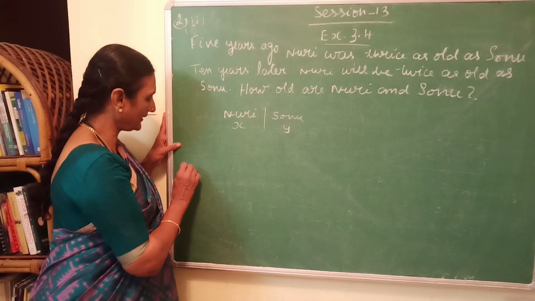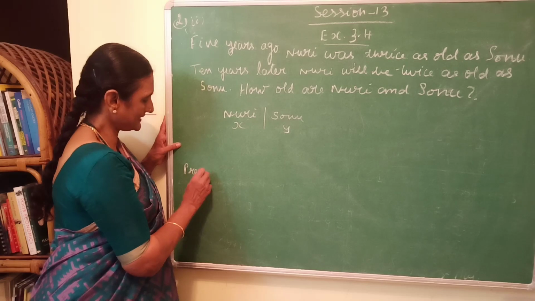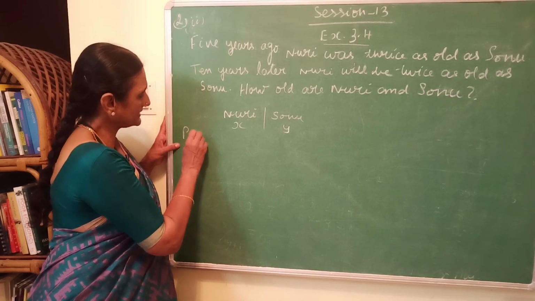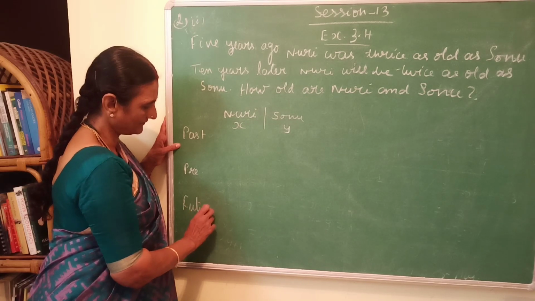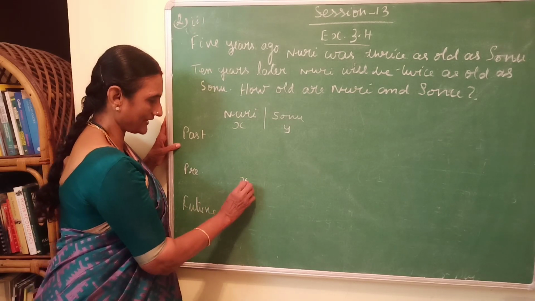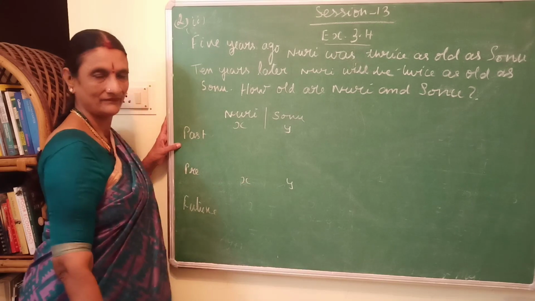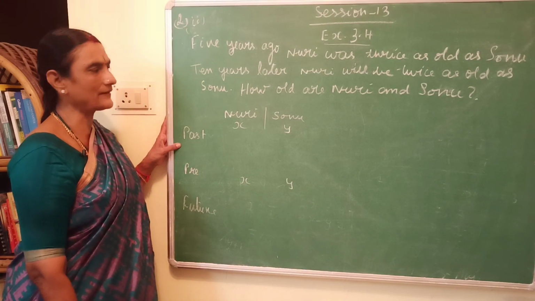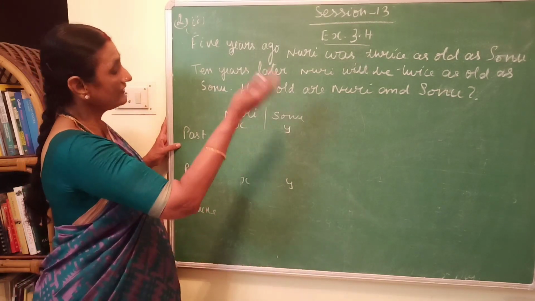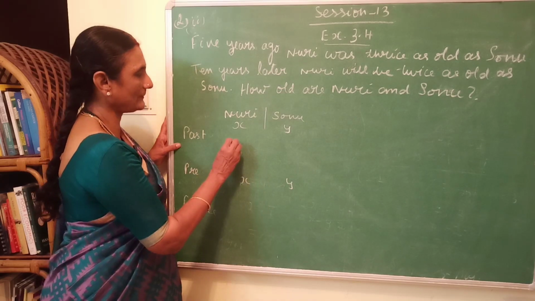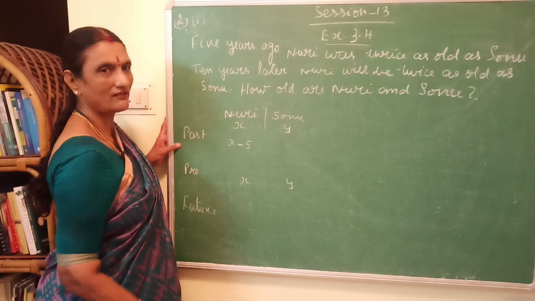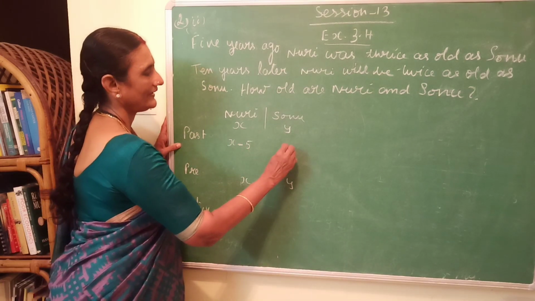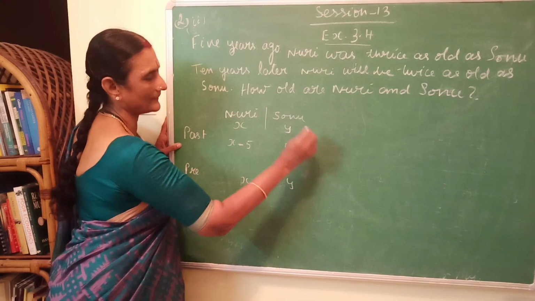So what I am doing here, the present and then past and then future, I write in the same order. At present, they are of the age x and y. This is what you have to find out. Now, 5 years ago, what will be Noori's age? X minus 5. What will be Sonu's age? He is y minus 5.